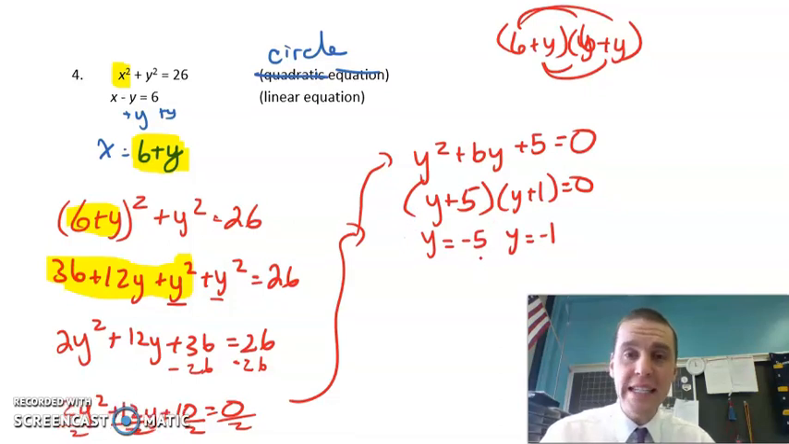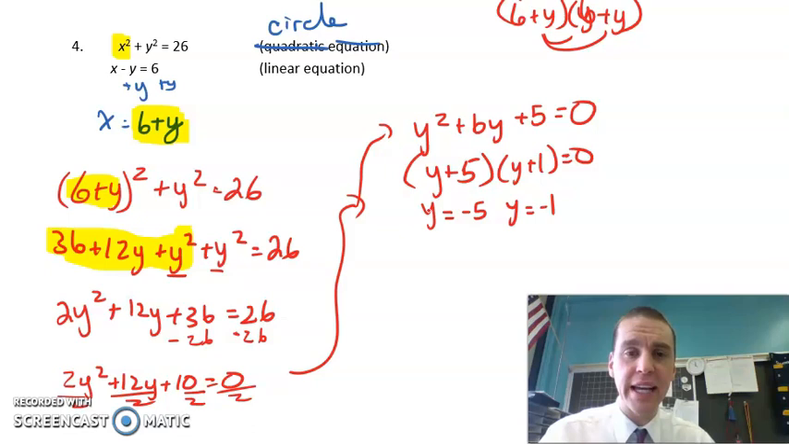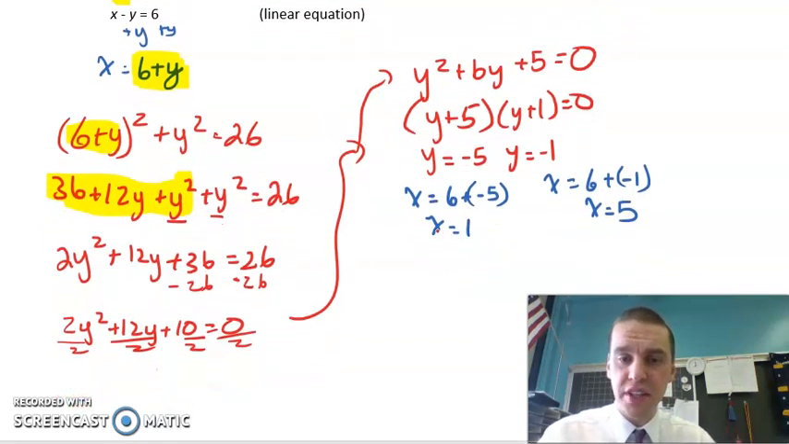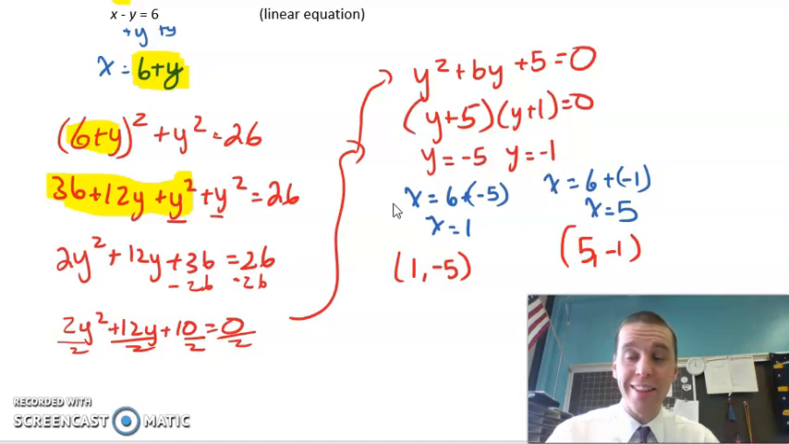I'm not done. I have to find my x values. So I'm going to just use what my x is. x equals 6 plus y. So x equals 6 plus negative 5, and x equals 6 plus negative 1. I get x equals 1 here and x equals 5 here. And so my final answer, make sure that you write the x value first, is (1, negative 5) and (5, negative 1). And that is it. Those are the answers, x comma y.